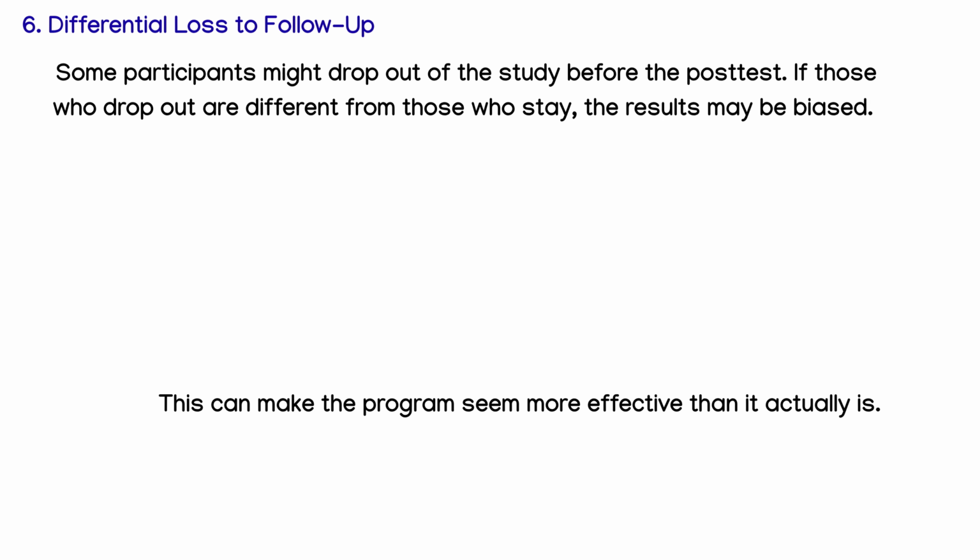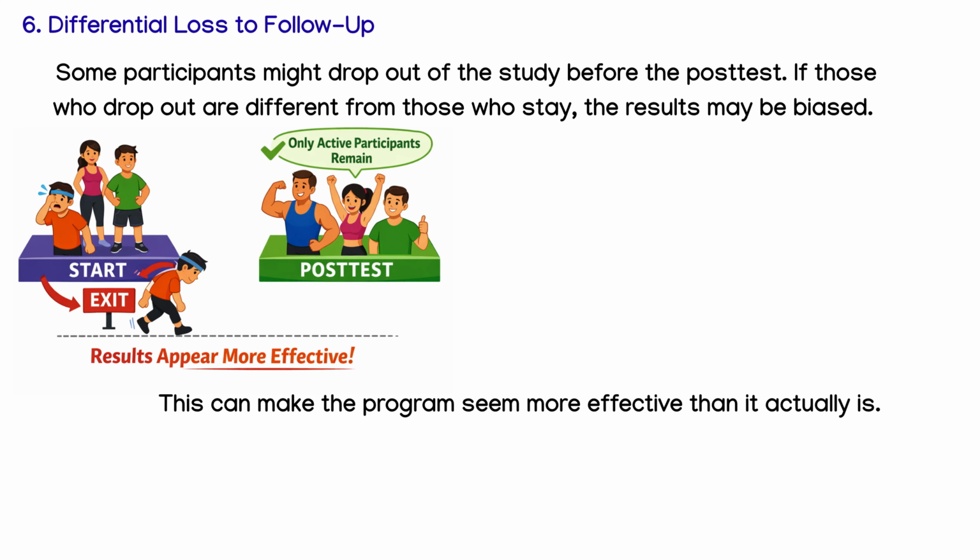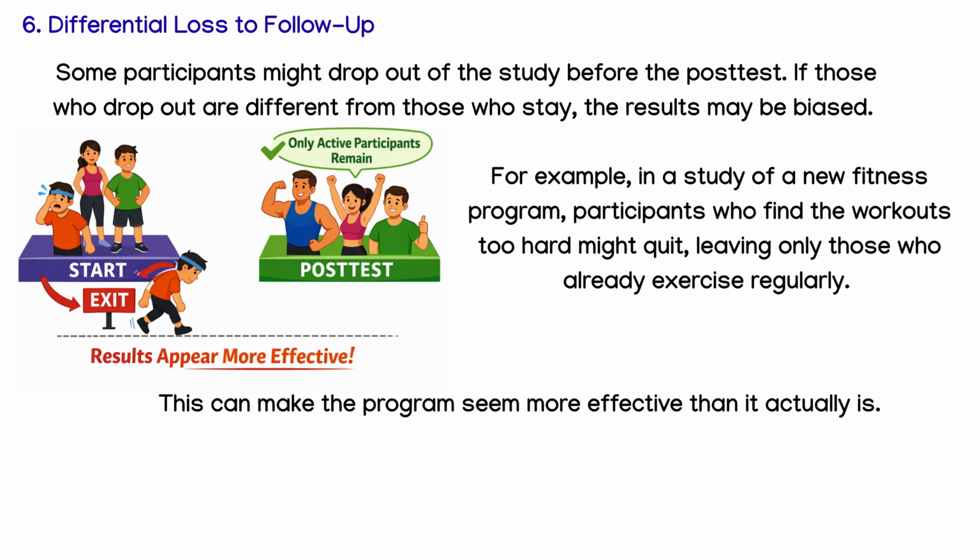6. Differential loss to follow-up. Some participants might drop out of the study before the posttest. If those who drop out are different from those who stay, the results may be biased. For example, in a study of a new fitness program, participants who find the workouts too hard might quit, leaving only those who already exercise regularly. This can make the program seem more effective than it actually is.